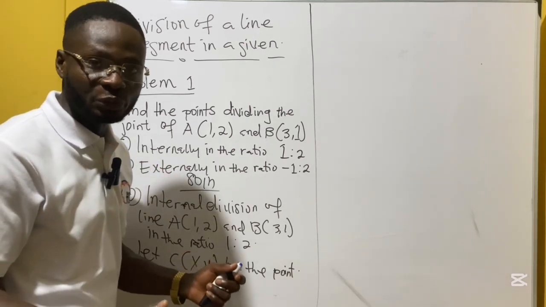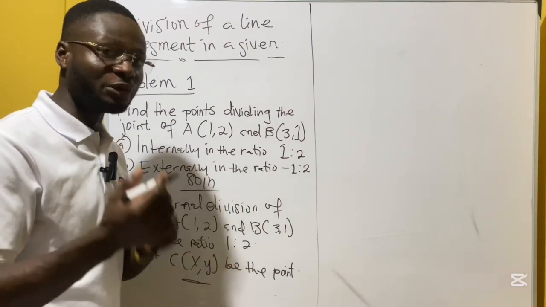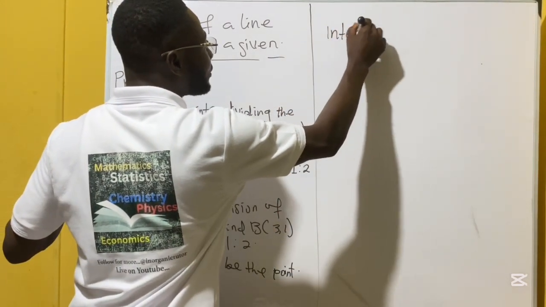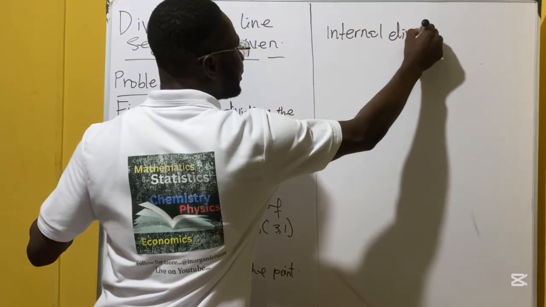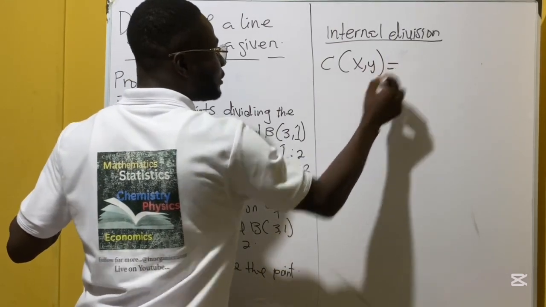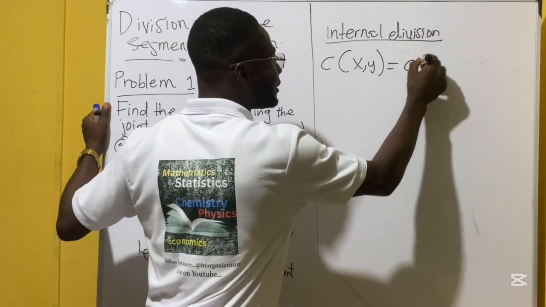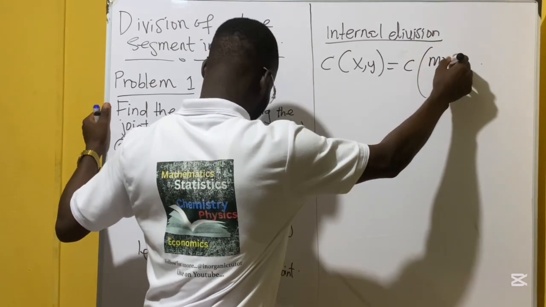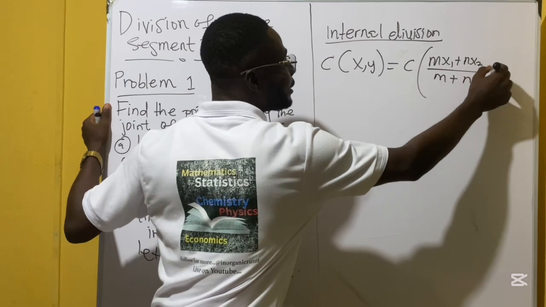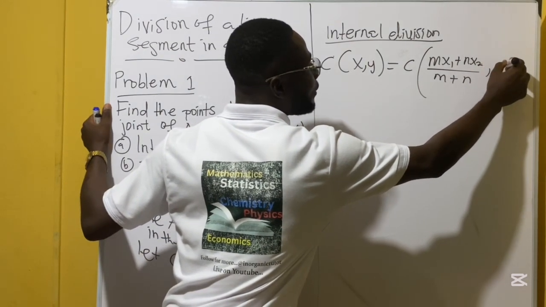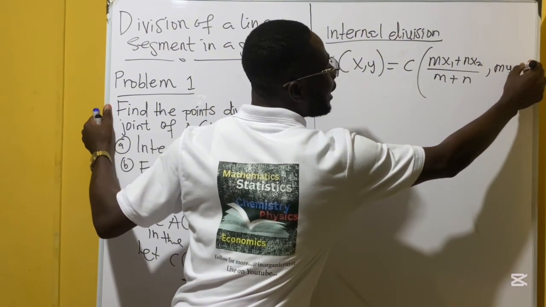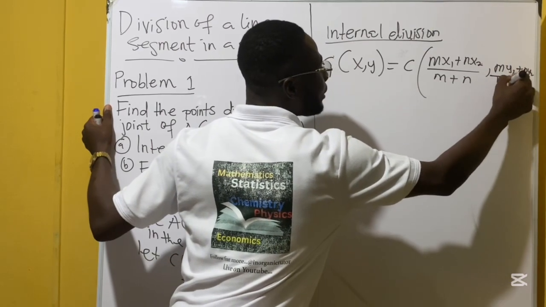Now, we don't have to derive the formula again. Now we know the formula, so we're just going to apply it, right? So we know that for the internal division, C of X and Y is equal to C into mx1 plus nx2 over m plus n, comma, my1 plus ny2 over m plus n, right?